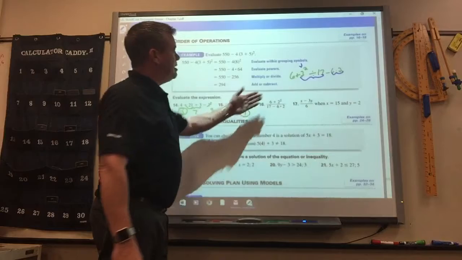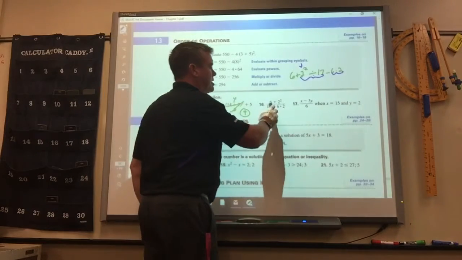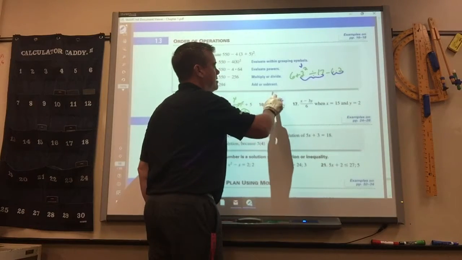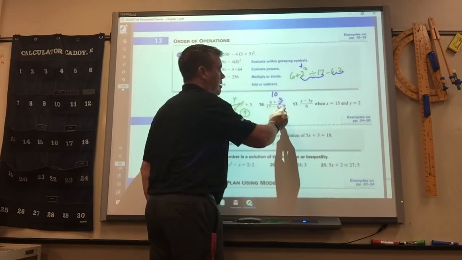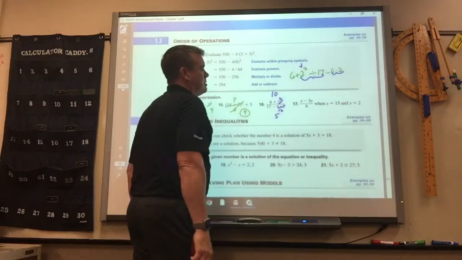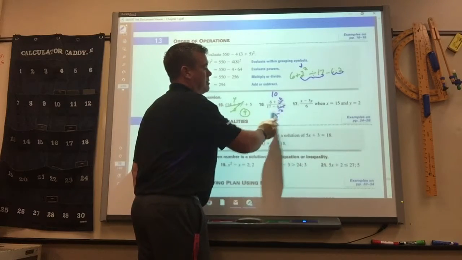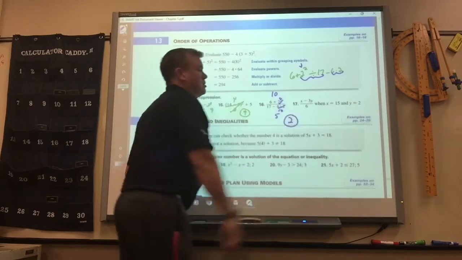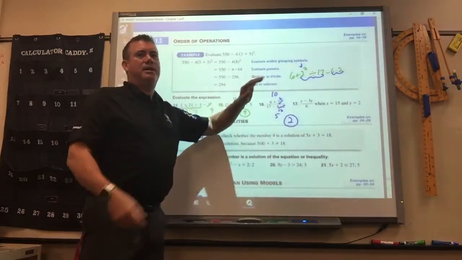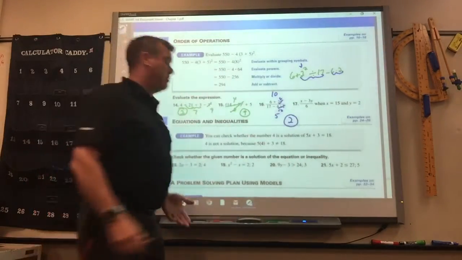So you need to figure out the top. 6 plus 2 squared is 10. 17 minus 6 times 2 is 5. The 6 times 2 is 12. 17 minus 12 is 5. So then top divided by bottom is 2. So just figure out the top, write it down, figure out the bottom, write it down, then divide them.